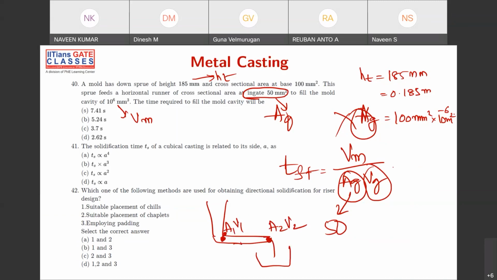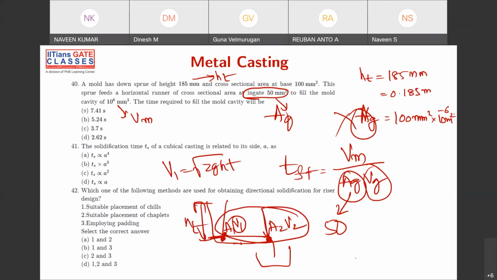So what we have calculated under root, what is there? This V1 is under root 2G HT, because this is V1 and down sprue, and HT is this. But the same velocity will not be maintained at this point, so you have to use this formula. How to use this formula?